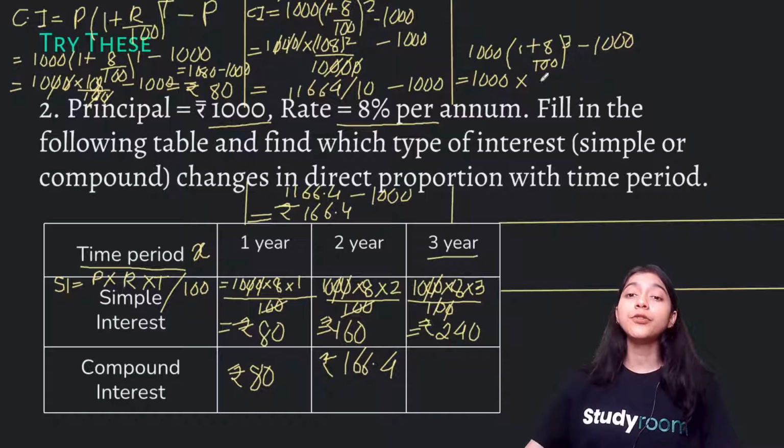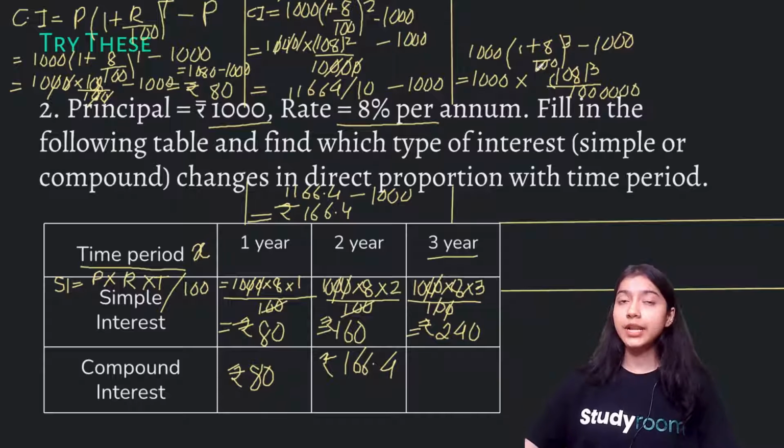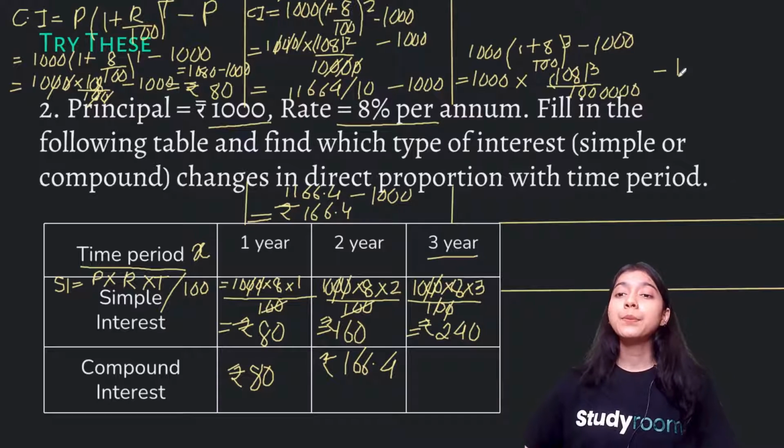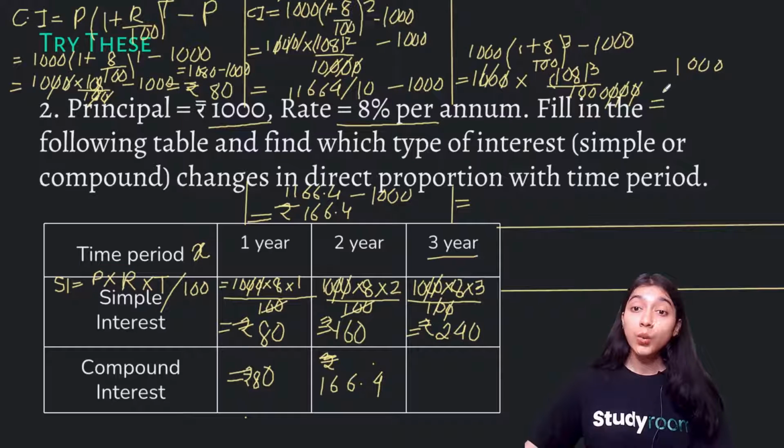So taking the cube of numerator and denominator both, that will be 108 whole cube, and then we will also have 100 whole cube. So 100 whole cube will give us 100,000, minus 1000. 108 whole cube gives us 1259712.